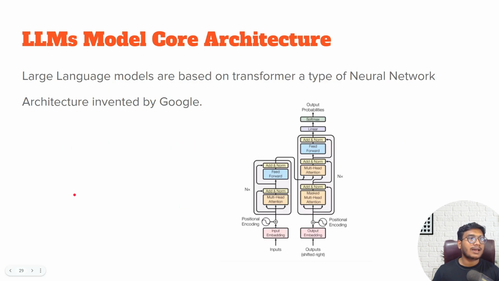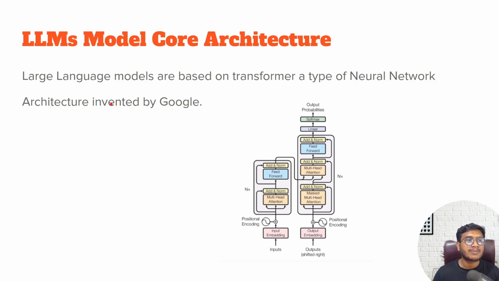Now you can see the large language model core architecture. Many people have this question: what is the architecture LLMs are actually using? See, this is the core architecture all kinds of LLMs are using. Large language models are based on the transformer, a type of neural network architecture invented by Google. Those who have already learned about natural language processing, the attention mechanism, transformer, you are already familiar with this architecture, and it is known as the transformer architecture.